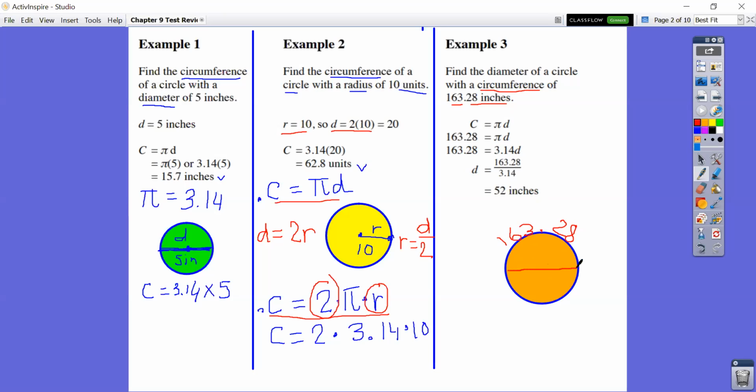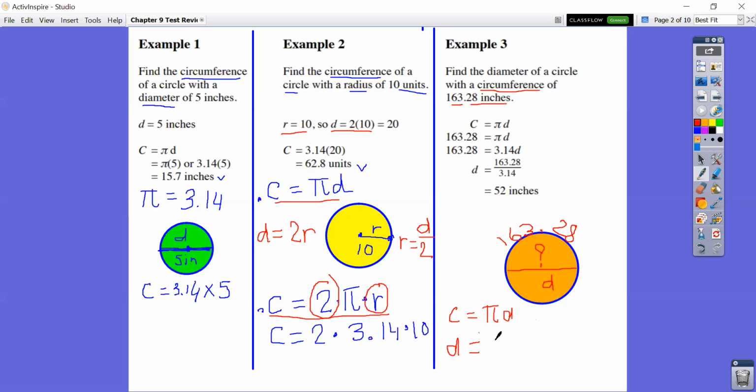The line that divides your circle into 2 pieces has to be equal pieces. The top semicircle equals the bottom semicircle. So this is your diameter. What is it equal to? We use the formula C equals pi d. C equals pi d means C equals pi times diameter. C equals pi d means C equals 3.14 times diameter. So we need to find the diameter.